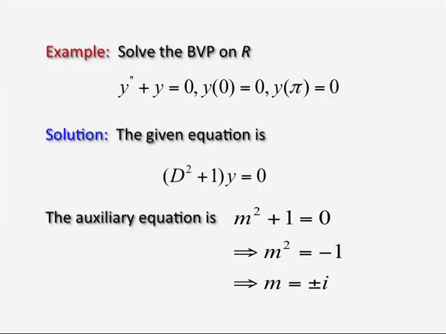Now we are going to solve this boundary value problem. The given equation can be written as (D square plus 1) y is equal to 0. You know what the auxiliary equation is here: m square plus 1 is equal to 0. And this is an algebraic equation of degree 2, so it has 2 roots. m square is equal to minus 1 and m is equal to plus or minus i. This root of the equation is like alpha plus or minus i beta. For this, the solution is e power alpha x into (c1 cos beta x plus c2 sin beta x).